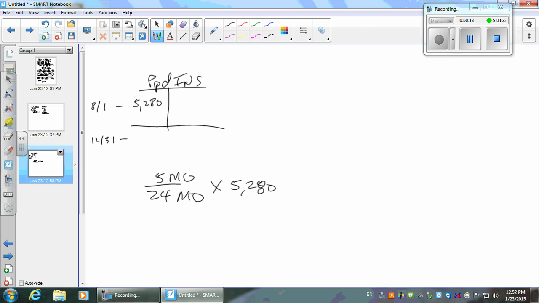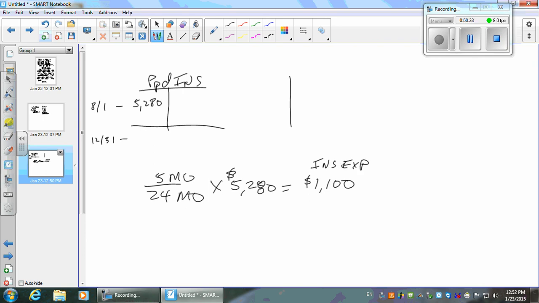Right? Divide it by 24 and take it times 5. How much is that? 1,100. Which account should be 1,100? 5 months went by. I used up 5/24ths. The amount I used up is called what? Insurance expense. I want my insurance expense to be $1,100.